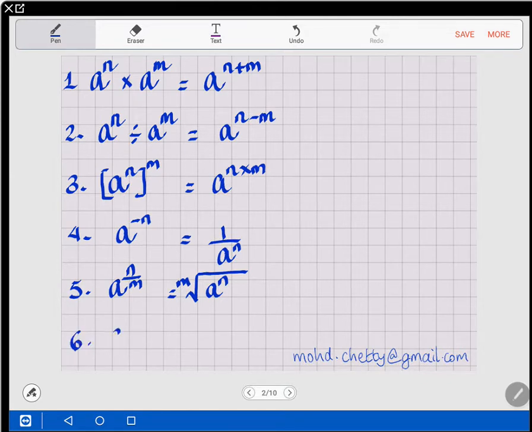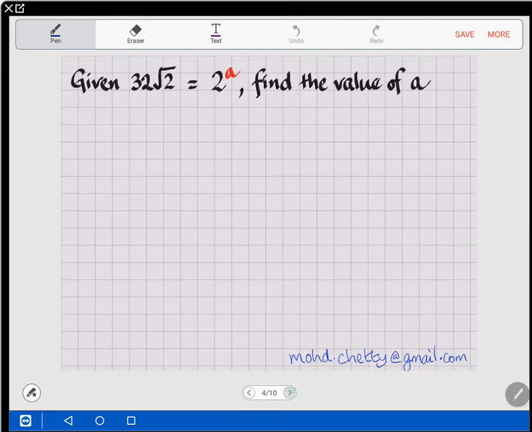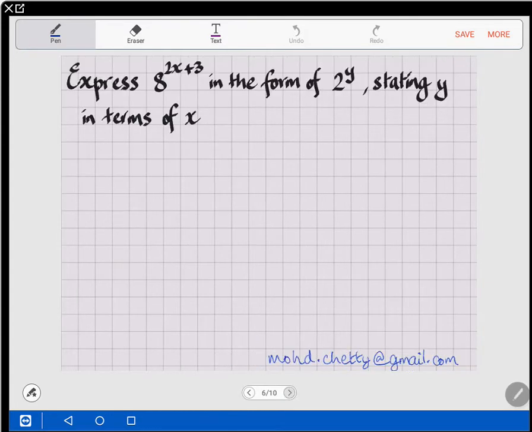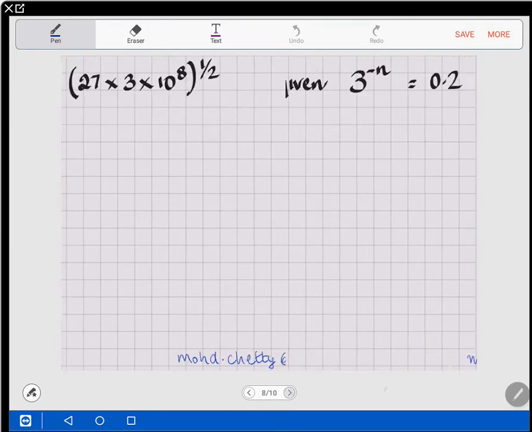6. A to the power of minus n over m is equal to 1 over m root a to the power of n. Laisse-moi expliquer ça. Ça, c'est mon devoir, je le mettais pour moi expliquer. Laisse-moi essayer de simplifier.